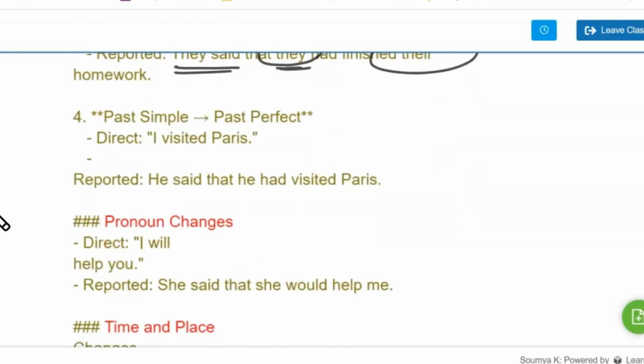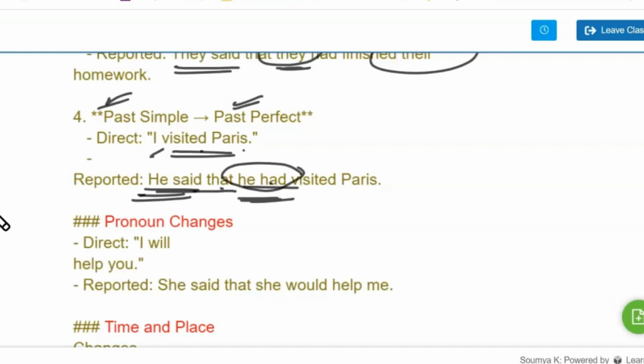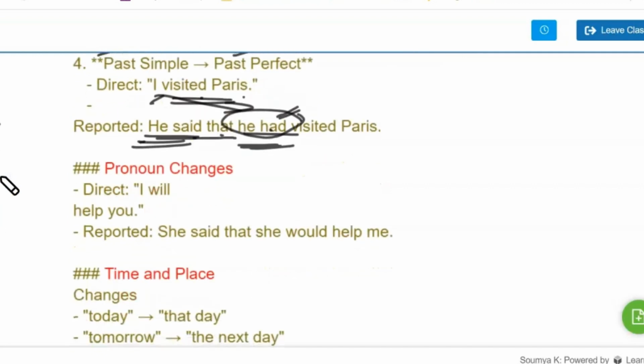Past simple, and past simple gets converted to past perfect. Okay, let's see one example. Direct speech is I visited Paris. While reported speech becomes he said that he had visited Paris. So this I becomes he, and since it is past perfect, you have to use it. So to know this, you have to know the basic tenses, how to write those sentences, which are the classification that you have to know.